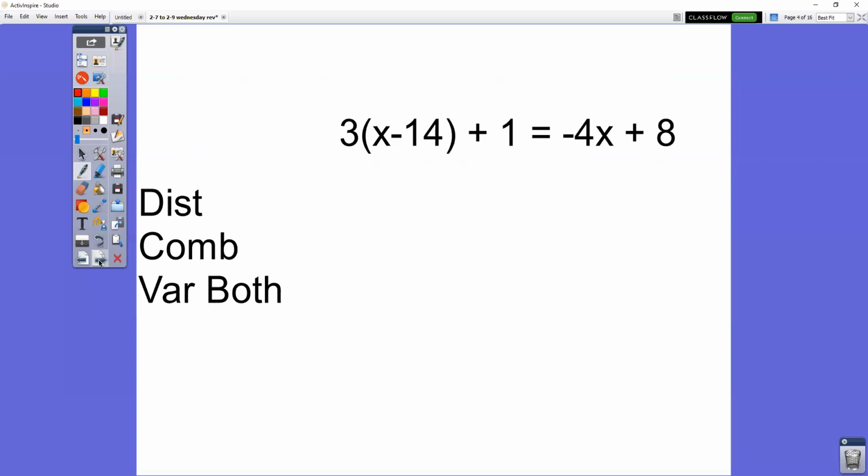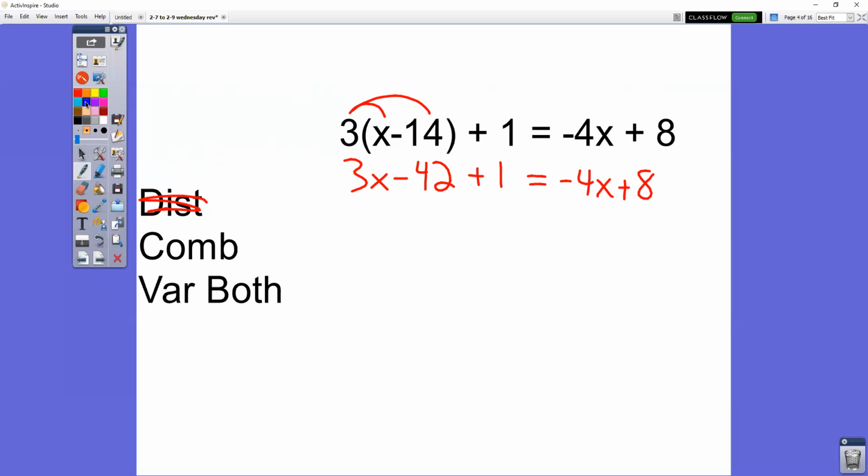So the first thing that we want to do is the distributive property. I have parentheses right here that I need to get rid of. 3 times x is 3x. 3 times negative 14 is negative 42. However, when I write it, I write minus 42. Bring down the +1, bring down your equal sign, bring down everything that you didn't use yet. So I did the distributive property.